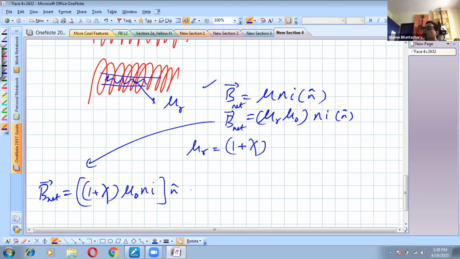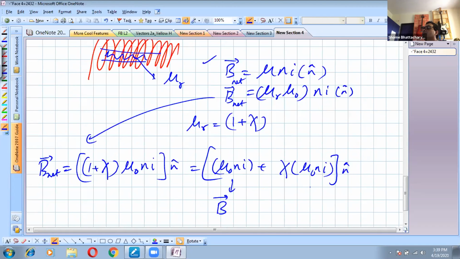In that direction. So it is basically mu naught Ni plus susceptibility times mu naught Ni. So mu naught Ni is the external field and this is the induced field. And their sum is the net field.